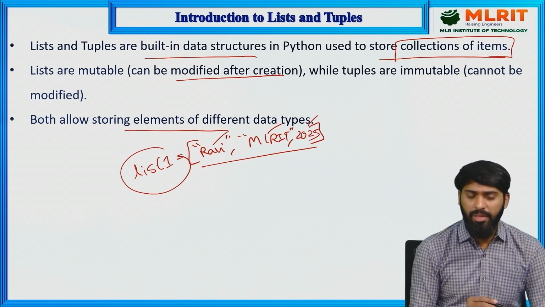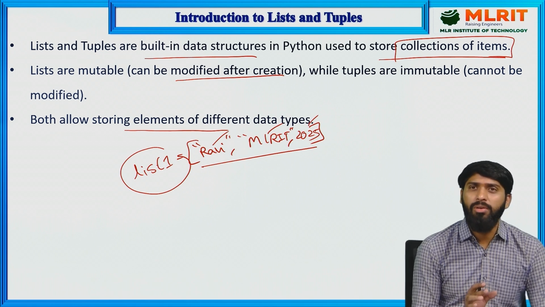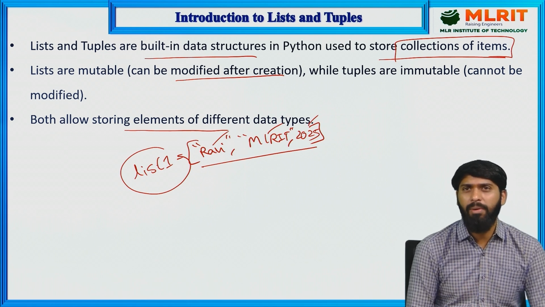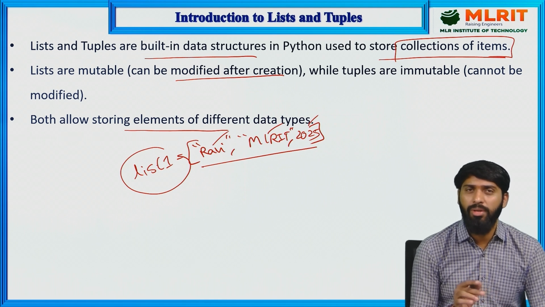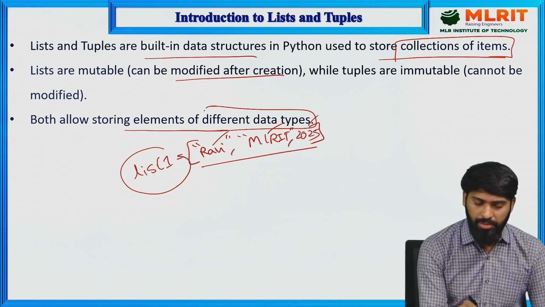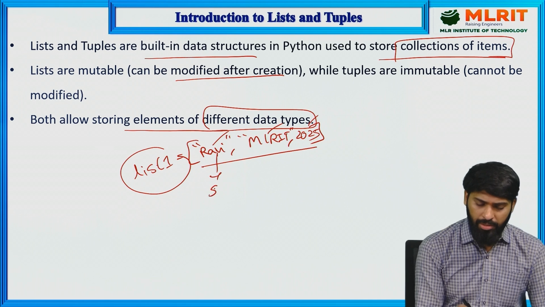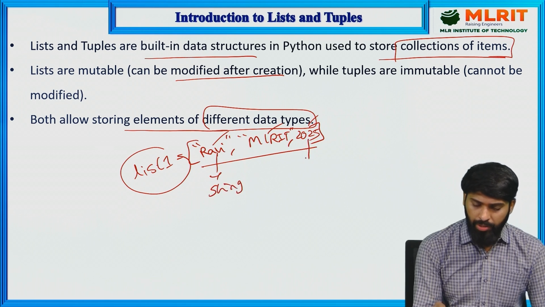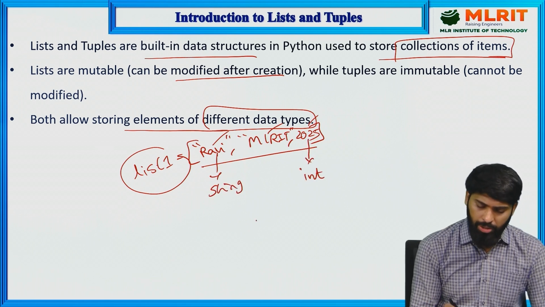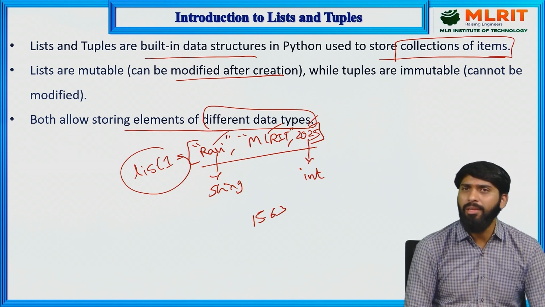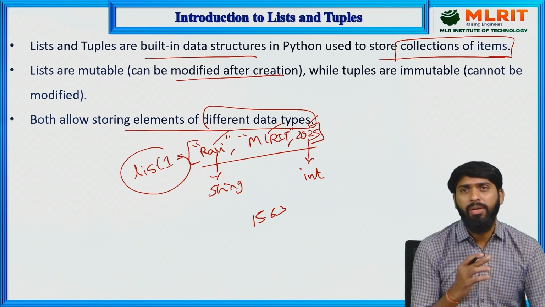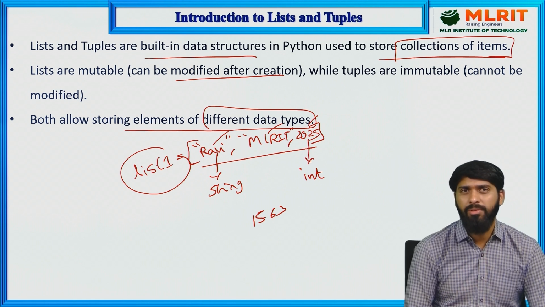In C, an array will store only similar data items, but in Python, lists and tuples can store different data items. This one is a string, 2025 is an int, and you can also store floating values like 15.63. That means in Python we can store different data items.